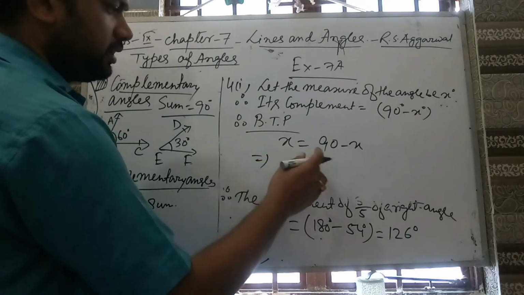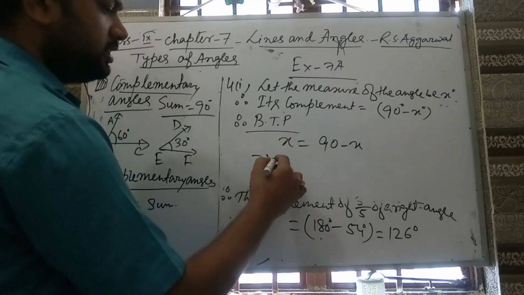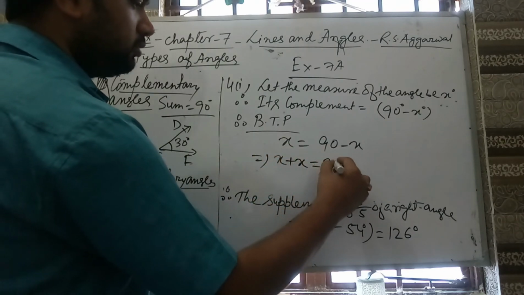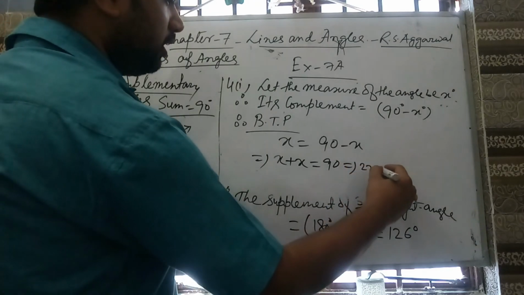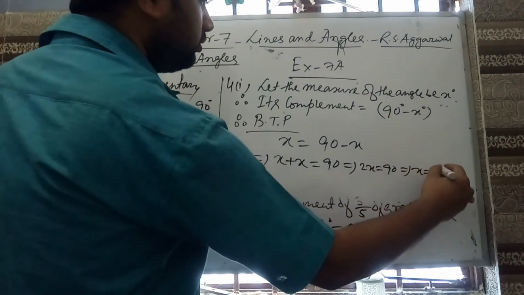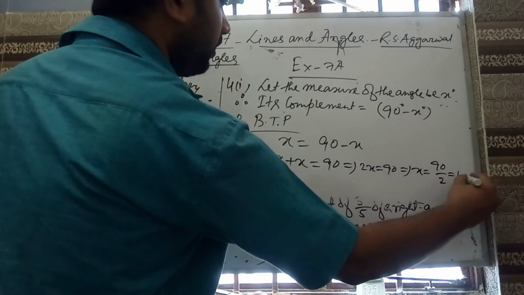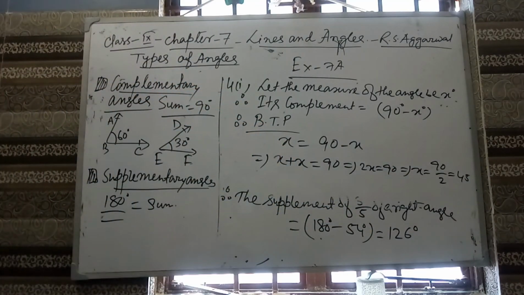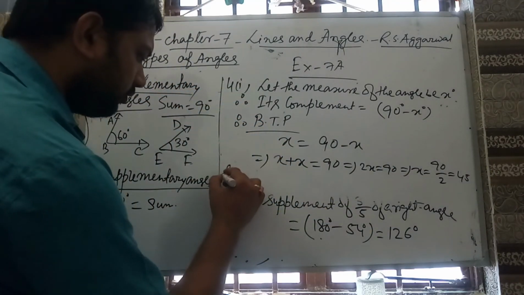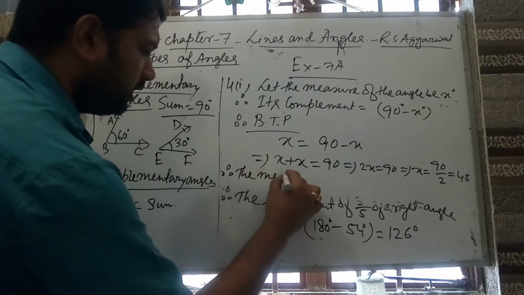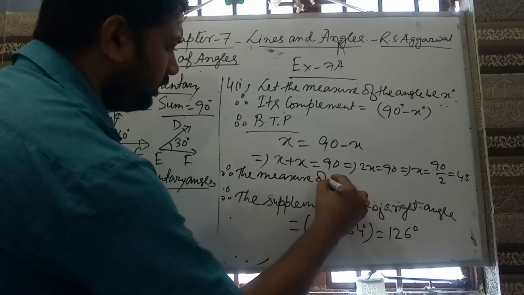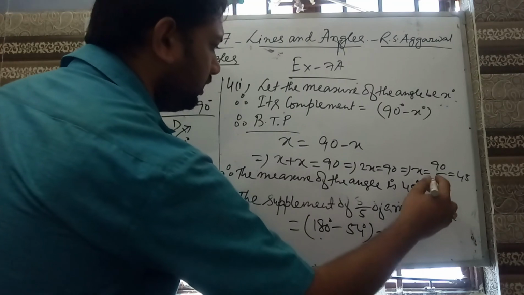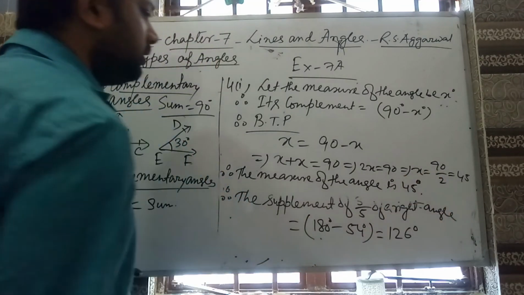So that implies calculate the value of x. X is here, x is minus. When it changes the side, it will become plus x equal to 90. That implies 2x equal to 90. That implies x equal to 90 by 2 equal to 45. Sorry, do not write degree over here. So in the next line, you have to write down, therefore, the measure of the angle is 45 degree. Here you write down degree.